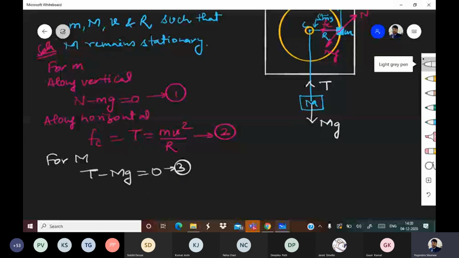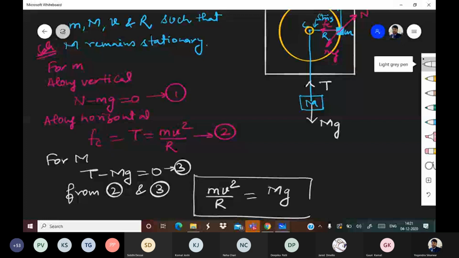So from 2 and 3, what we can see is small mv square by r is equal to capital M G. So this is the relation actually. Okay, small mv square by r is equal to capital M G. All right. This is the answer.